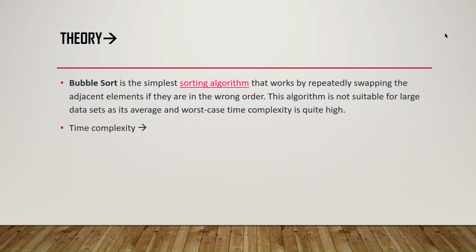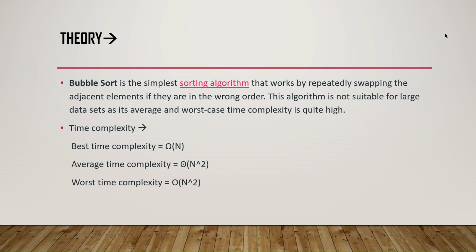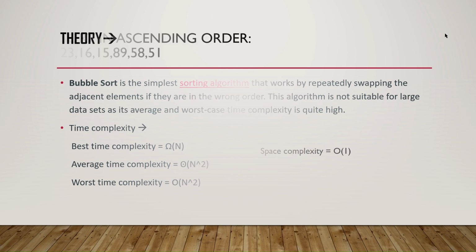Time complexity has been divided into three types: best time complexity, average time complexity, and worst time complexity. The best time complexity of bubble sort is omega n. The average time complexity of bubble sort is theta n square, and the worst time complexity of bubble sort is big O n square. The space complexity of bubble sort is O(1).